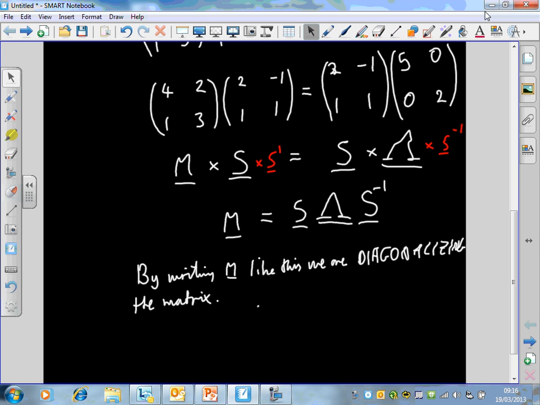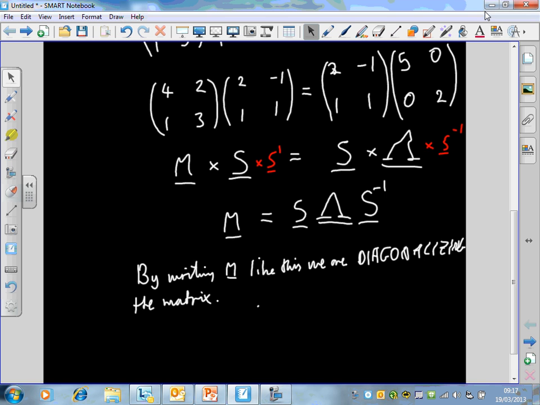Sean? Yeah, this matrix here, the eigenvalues are diagonal. This matrix is a diagonal matrix. It's got 0 entries, pardon me, in the other columns. Okay.